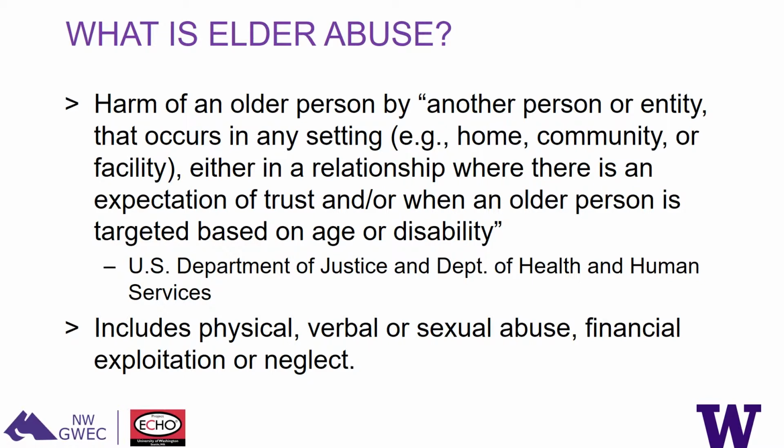There are a lot of different definitions for elder abuse. This is my preferred definition, and I'll tell you briefly why. It was put out by the U.S. Department of Justice and the Department of Health and Human Services in something called the Elder Justice Roadmap, and it says that elder abuse is harm of an older person by another person or entity that occurs in any setting, so home, community, or facility, either in a relationship where there is an expectation of trust and/or when an older person is targeted based on age or disability.